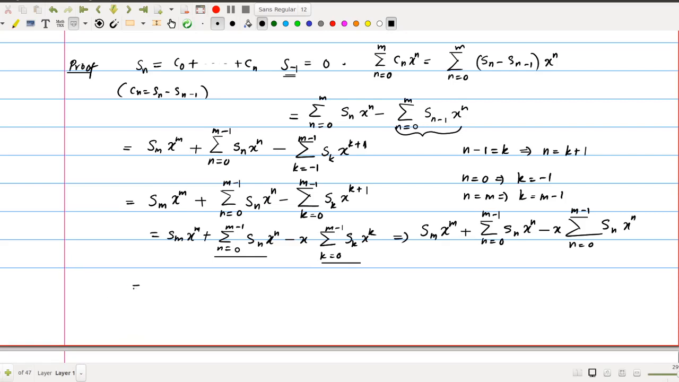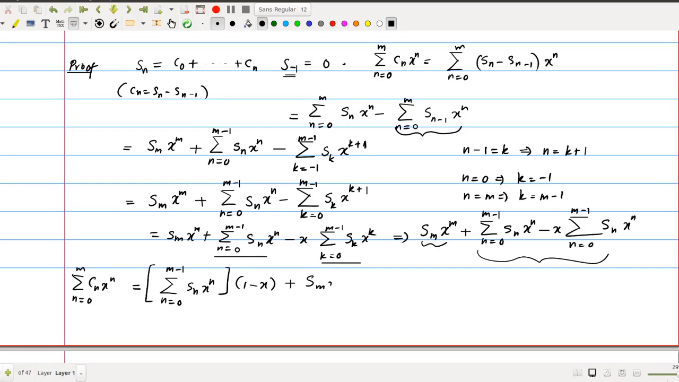which is equal to, the left side will be summation n equal to 0 to m, c_n x^n. Then we can combine these two sums again, so this is summation n equal to 0 to m minus 1. When you combine this, you can take S_n x^n out from these two terms, then the remaining will be 1 minus x. Okay, plus I will write the first term S_m x^m.